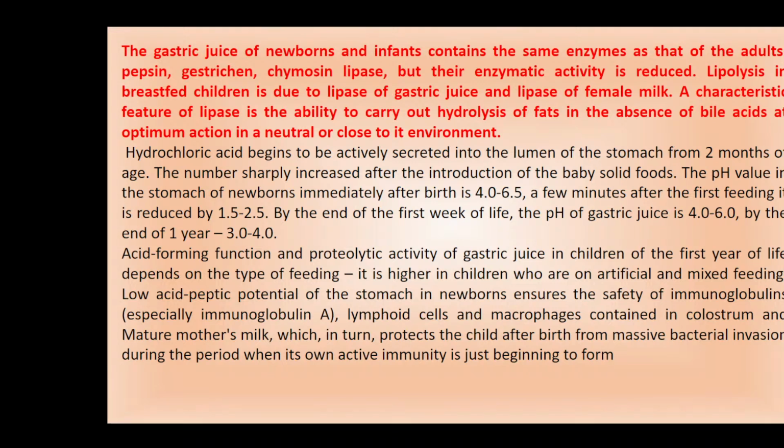The low acid-peptic potential of the stomach in a newborn ensures the safety of immunoglobulins, especially immunoglobulin A, lymphoid cells, and macrophages contained in colostrum and mature mother's milk, which in turn protect the child after birth from massive bacterial invasion during the period when its own active immunity is just beginning to form.